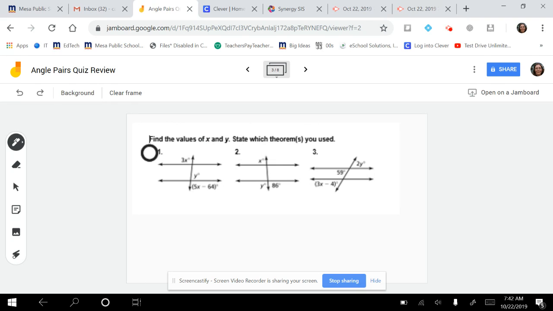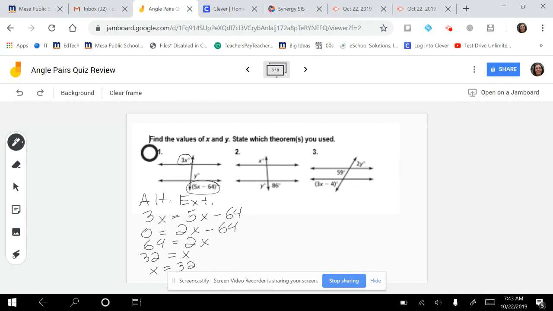Okay, find the value of x, and state which theorem you use. So these ones are for number 1. For our x values, they are alternate exterior angles. They're outside and on opposite sides of the transversal, so I set them equal to each other. Subtract 3x from each side, so I get 2x minus 64. Add 64 to each side, divide by 2. I'm going to use my reflexive property to rewrite it so x is equal to 32.